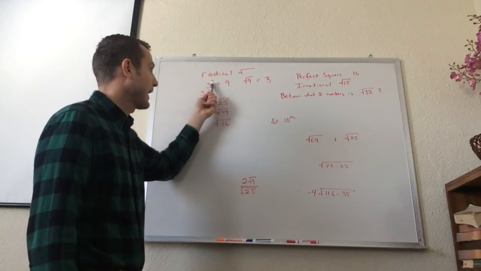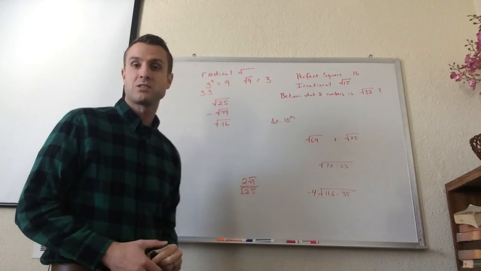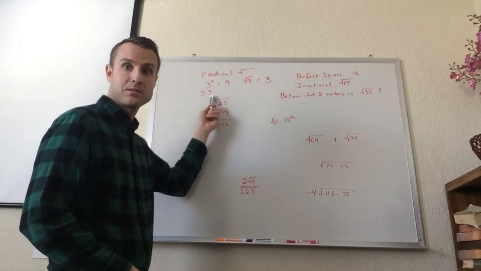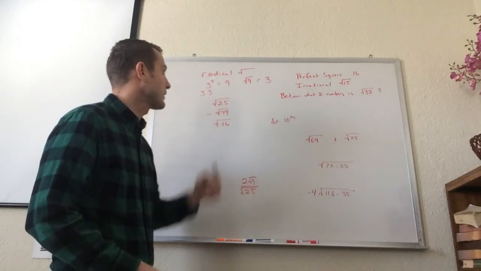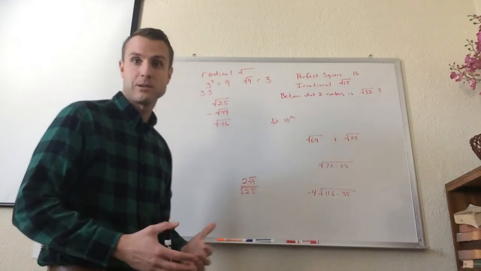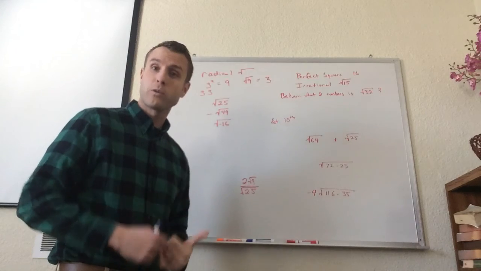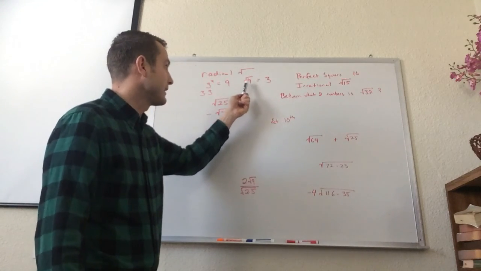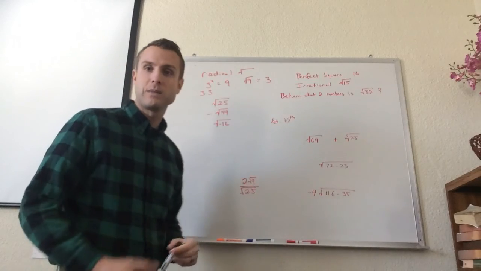Remember, when I have an exponent of 2, we call that squared. So 3 squared means 3 times 3. So 3 squared is 9. 3 times 3 is 9. So the square root is the opposite. I use the radical sign. If there's no number here, I assume that number is 2.